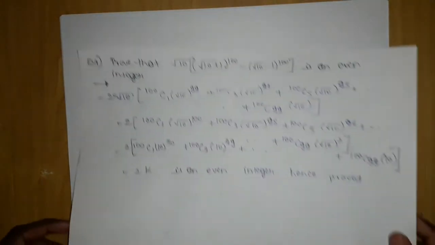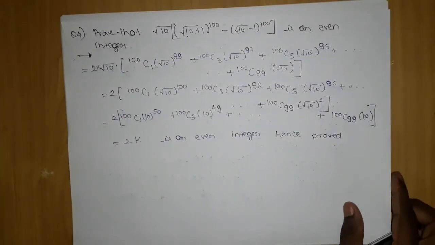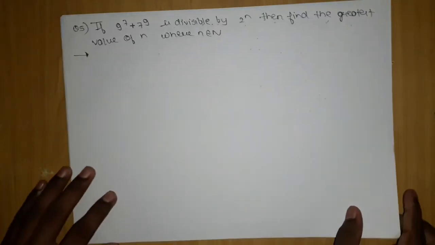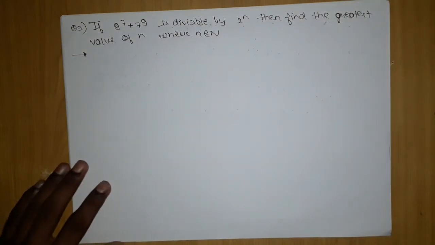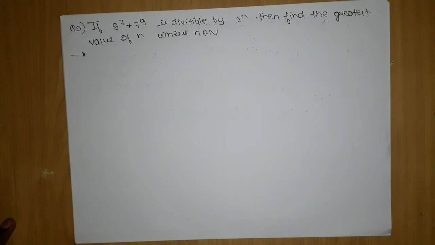Now let's move on to the next question. Hope you have understood all these steps properly. So the next question which we are going to take is this question. The question says, if 9 power 7 plus 7 power 9 is divisible by 2 power n, then find the greatest value of n where n belongs to N.